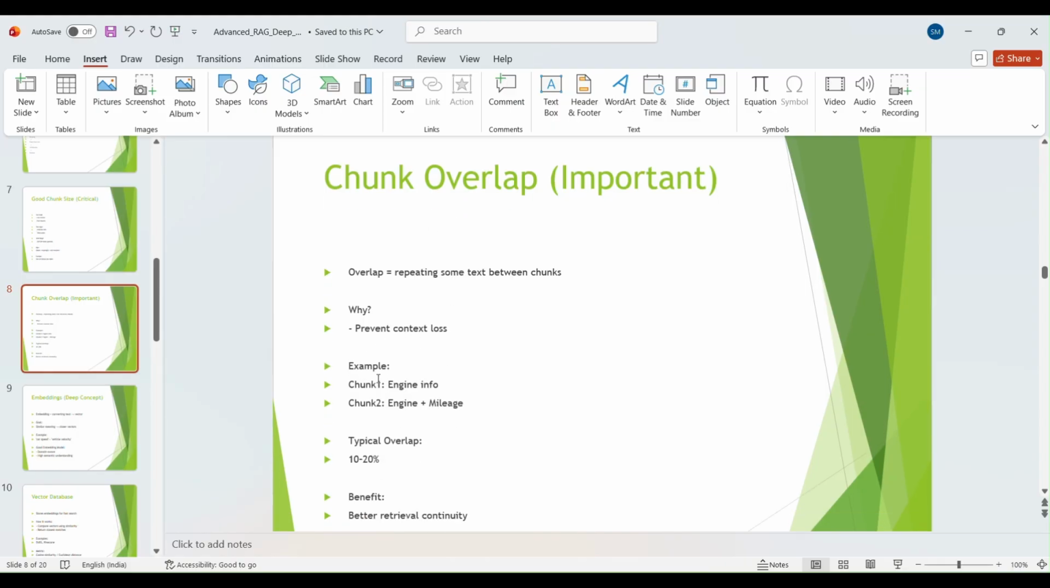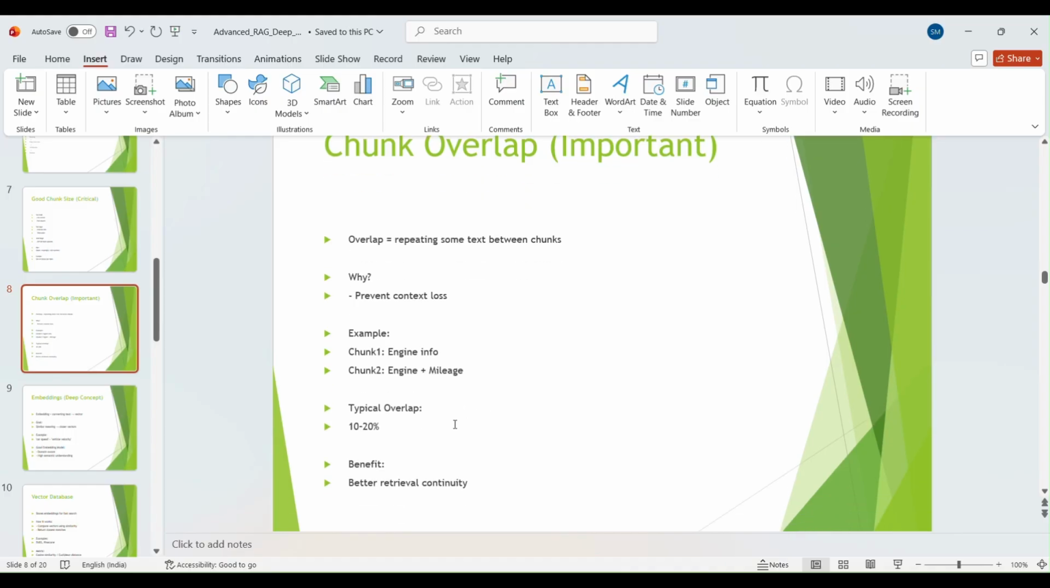Examples are like engine info plus chunk 1, engine info plus chunk 2, engine plus mileage. And again if chunk 3 is there, then mileage plus something like how many cylinders your vehicle has. Typical overlap should be like 10 to 20%, not fully half. It can be 10 to 20% only. I was just giving you the example of how it works.